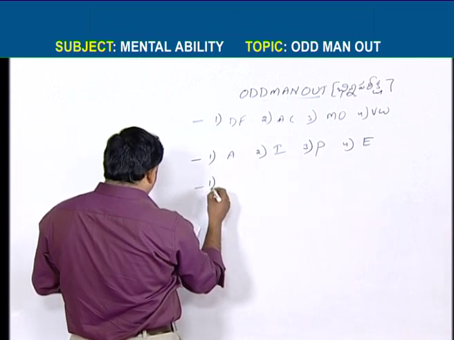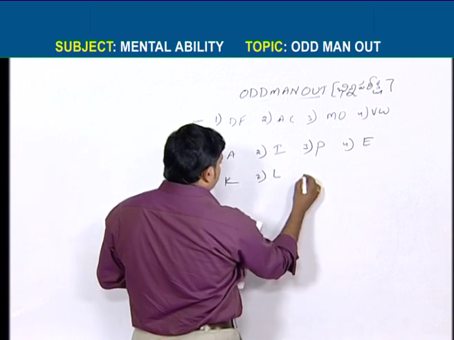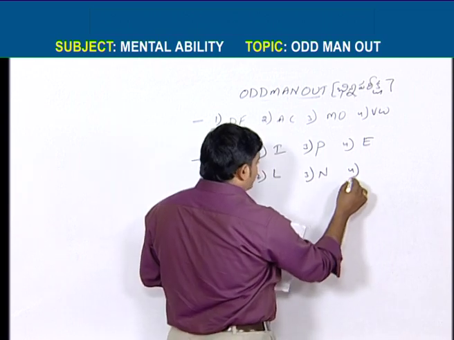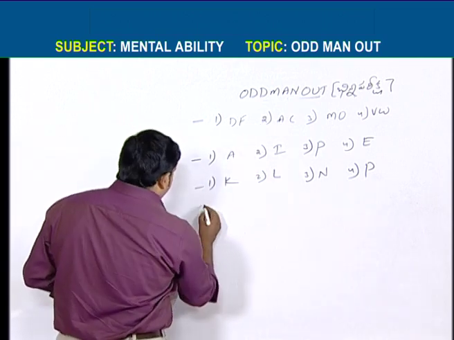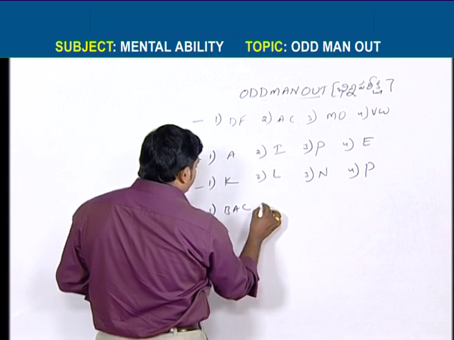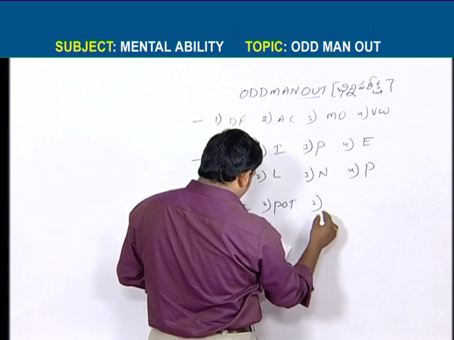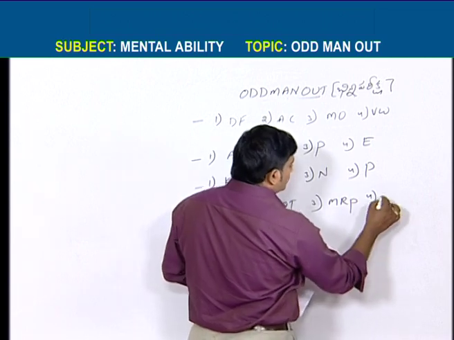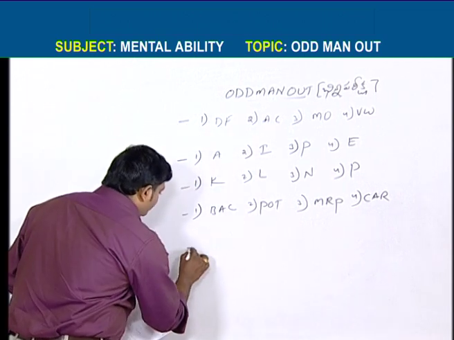Next. In next question, first option is K. Second option is L. Third option is N. Whereas fourth option is P. Okay. And next one, in next question, first option is BAC. Second option POT. Third option MRP. Fourth option CAR.